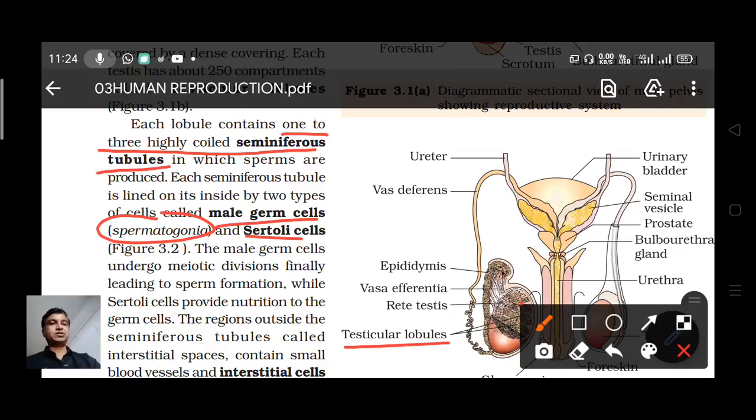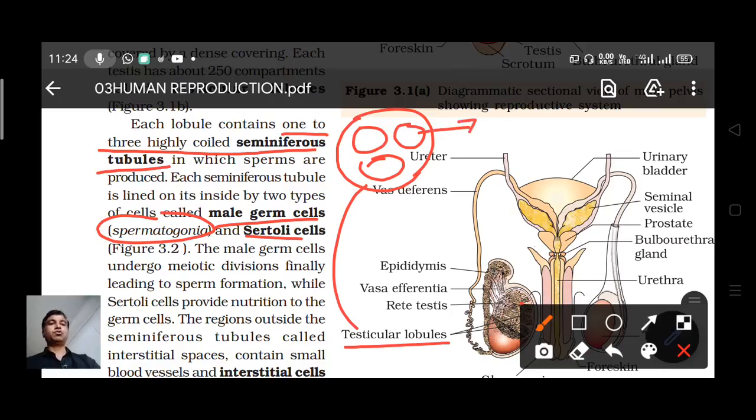So when you take the testicular lobule, inside, 1 to 3 seminiferous tubules are there. So this is a testicular lobule. This is a seminiferous tubule. Inside, two types of cells are there. One is a male germ cell, that is called the spermatogonia. The second one is a Sertoli cell.